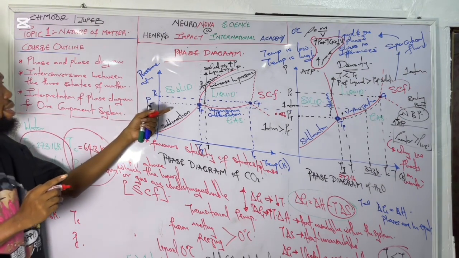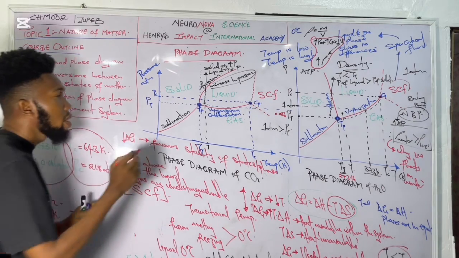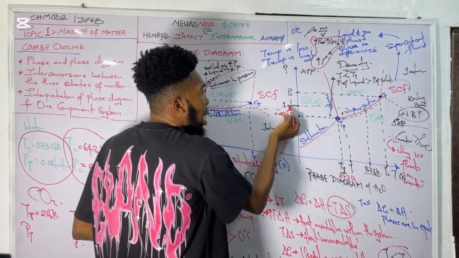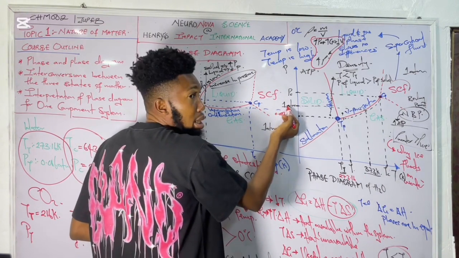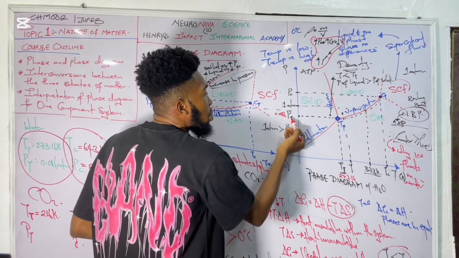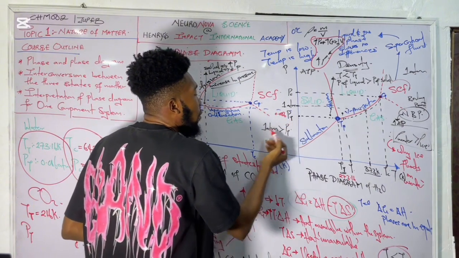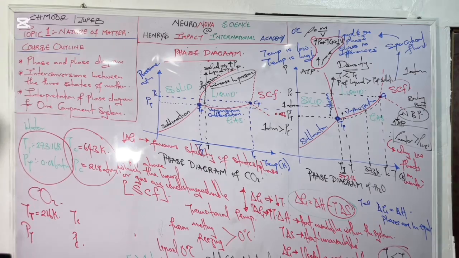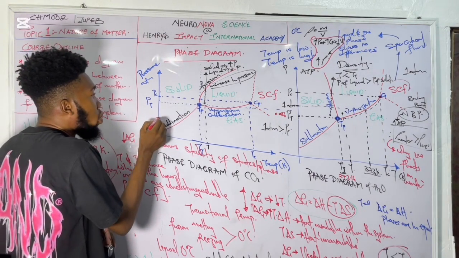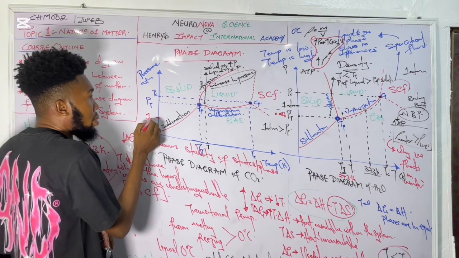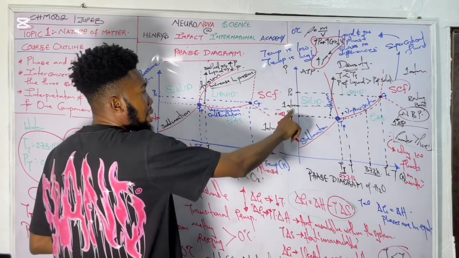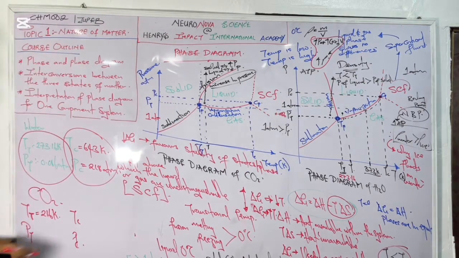Now, there's something I want to quickly say. For water, the 1 ATM, which is our standard pressure, is greater than the triple point pressure, right? But for carbon dioxide, that's what we use to reference. For carbon dioxide, 1 ATM is usually lower, somewhere lower than the triple point pressure. But for water, 1 ATM is greater than the triple point pressure. You can see that now.